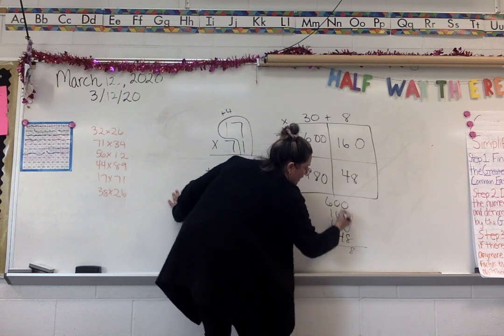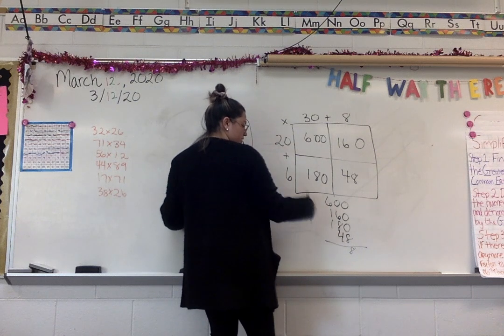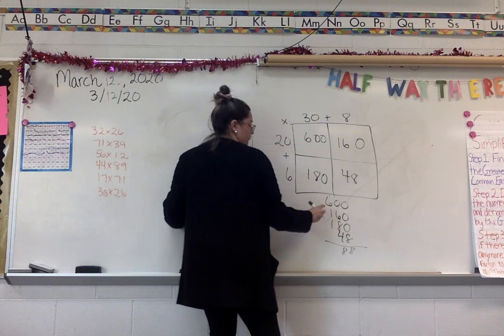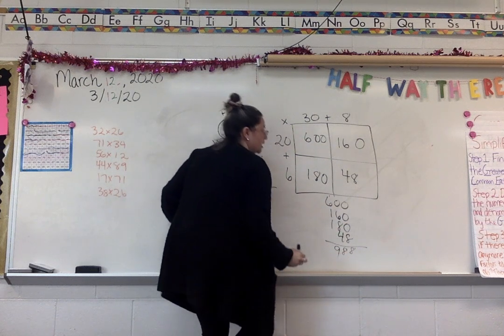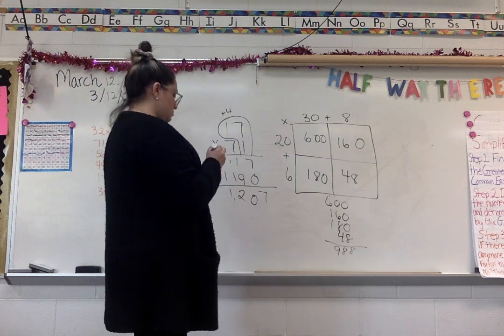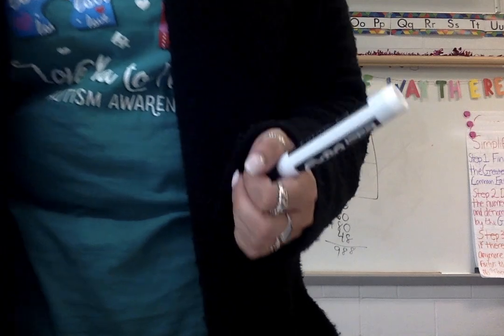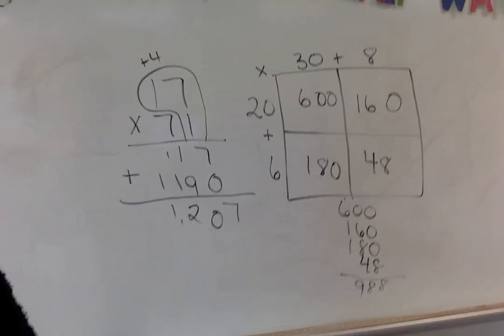So 6 plus 8 is 14, plus 4 more is 18. So put your 8, carry your 1. 1 plus 6 is 7, 8, 9. So this one, for 38 times 26, you should have gotten 988. Okay, so let me bring these closer, check them out.